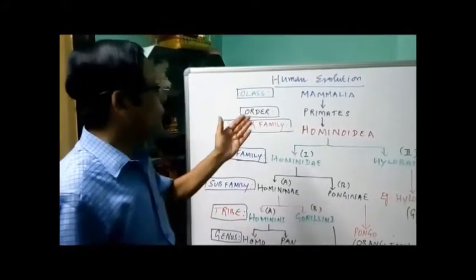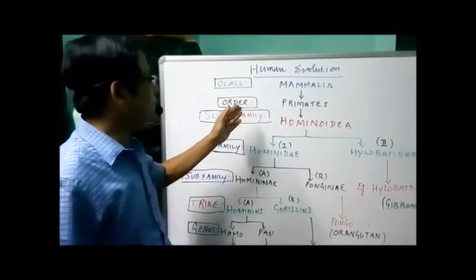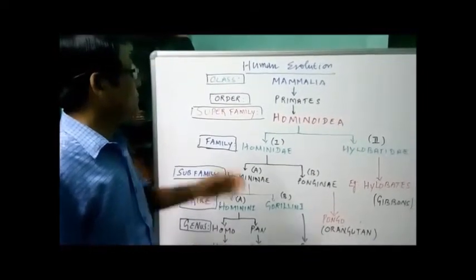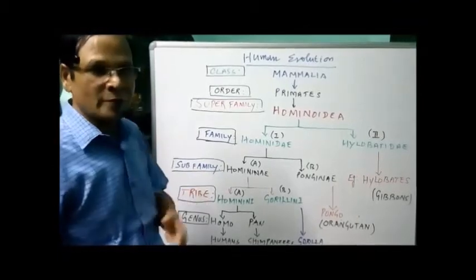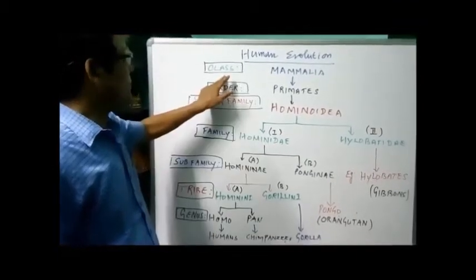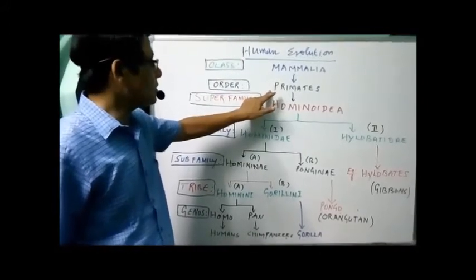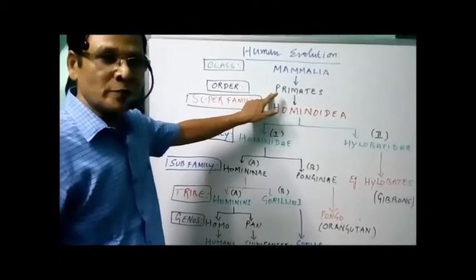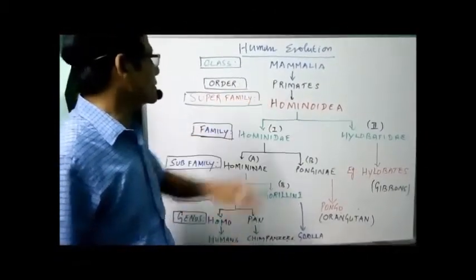Before talking about human evolution, we have to talk about the classification of mammalia, the class Mammalia. The mammals come under the vertebrates, animals with mammary glands. Now the class Mammalia includes several orders. One such order, to which the monkeys, gorillas, chimpanzees and humans belong, is the order Primates.